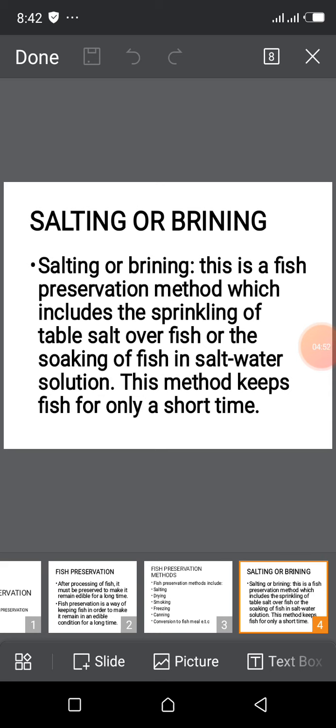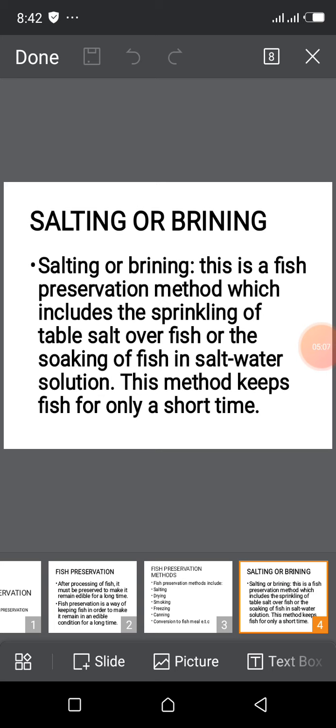In order to preserve fish using this method, all you need to do, after processing the fish, after cutting the head, washing it, removing scales, etc., is sprinkle salt over the fish. Or alternatively, you could put salt inside water and soak the fish inside.